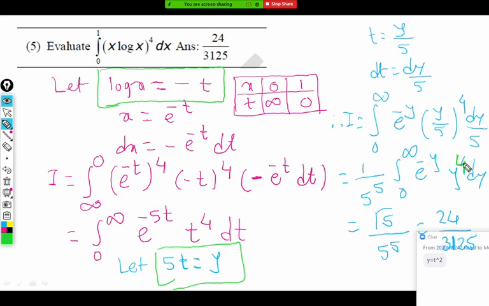Excuse me, sir. Yes. Can you tell me once more how you interchanged the limits? This is the property: integration a to b f(x) dx equal to minus of integration b to a f(x) dx. Do you know this property? Ah, yes, sir. So here there was a minus sign, and that minus sign I removed and wrote 0 to infinity there. Okay, sir.